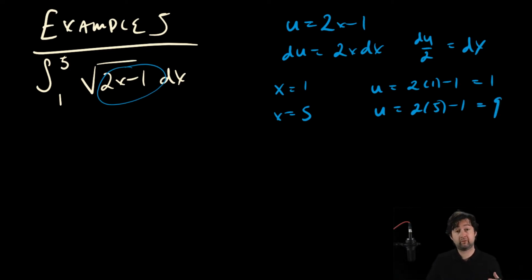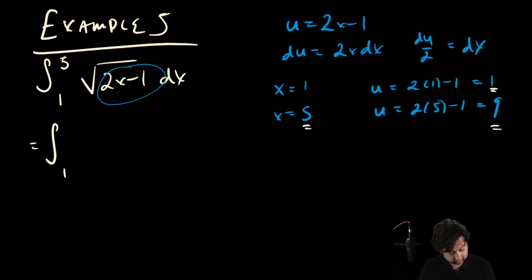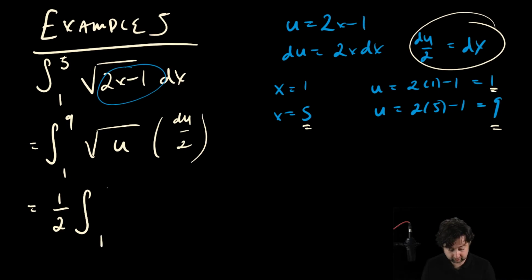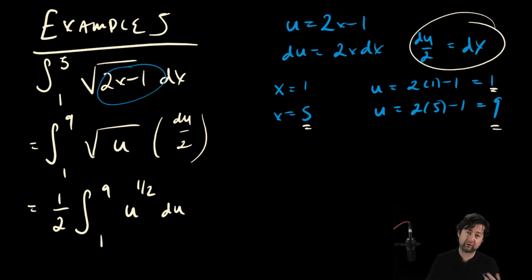Now I'm ready to transform every piece of this integral. And so I end up with, well, the 1 transforms into a 1, and the 5 transforms into a 9, and the 2x minus 1 is just a u, and dx is going to get turned into du over 2. Before I actually do the computation, I can pull the 1/2 out front. And I'm going to write the square root of u not as root u, but as u to the 1/2, because I need to have a fractional exponent in order to use the power rule.